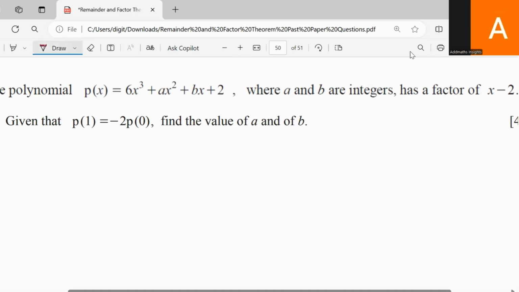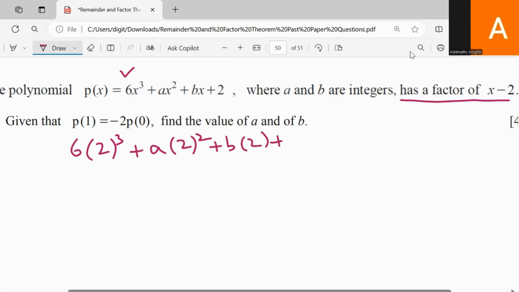One of them is it has a factor of x minus 2. Because x minus 2 is a factor, it means you can substitute this value in the polynomial. You can plug in x equals to 2 in this above polynomial, and because it's a factor, the remainder is 0. So you can make an equation of the type, substitute 0 here. Plus b into 2 plus 2 is 0.